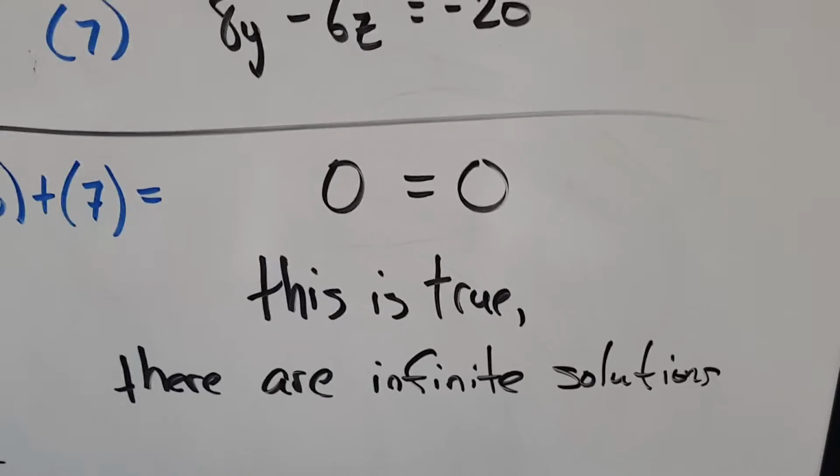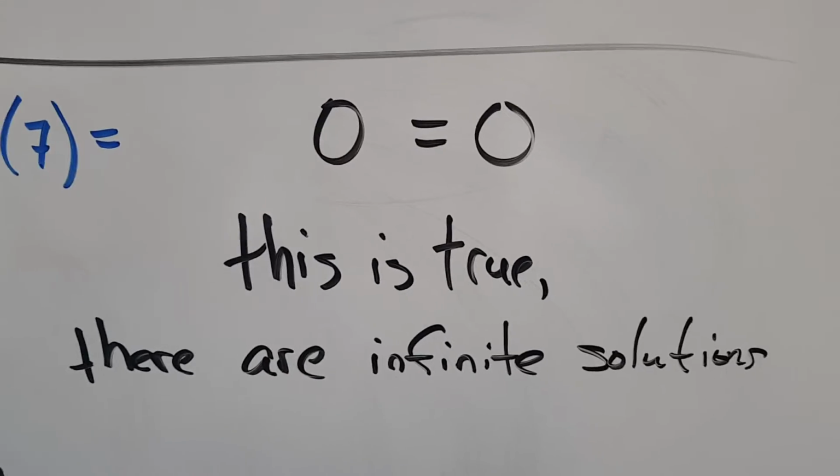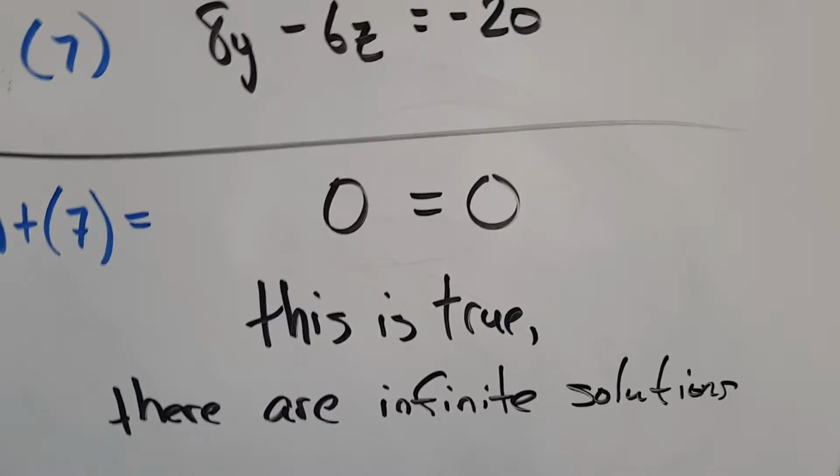Since that is a true statement, there are infinite solutions, meaning two of the planes intersect along a line, very much like where this blue wall intersects this gray wall. Those both intersect along a line.